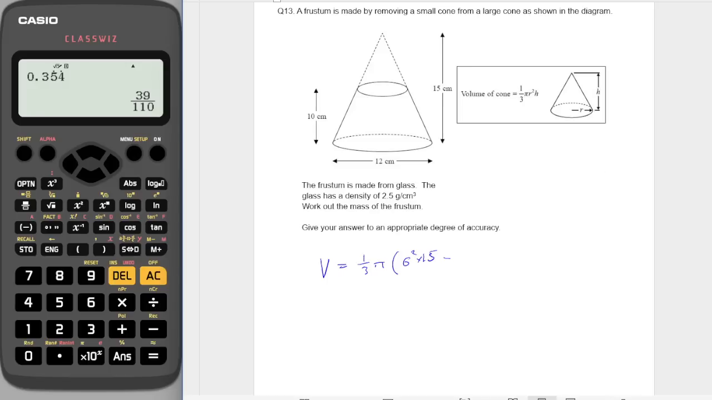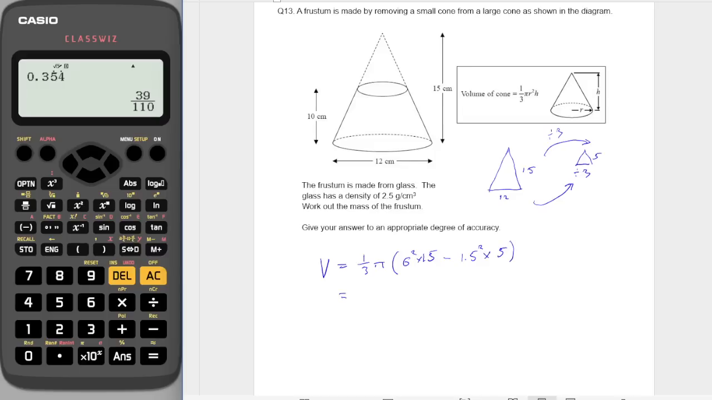Just double checking in my head. Yeah, so if we imagine the larger frustum, which was 12 and 15, that has to be mathematically similar to the smaller one, which would be 5. So it's going to be 3 times as big, so divide by 3. The radius would be half of 3, so 1.5. 1.5 squared times by the height of the smaller one, which would be 5.